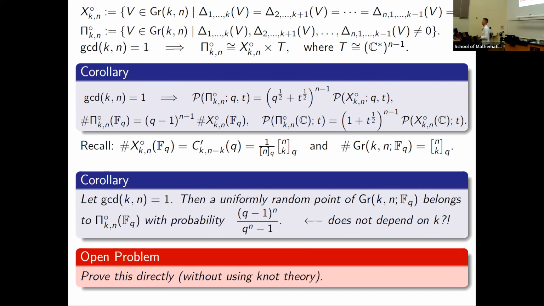Yeah, it's going to be a different probability when k is not coprime to n. Yeah, I think it does. I mean, it at least depends on the GCD, but I have to think about it. Yeah, go ahead.